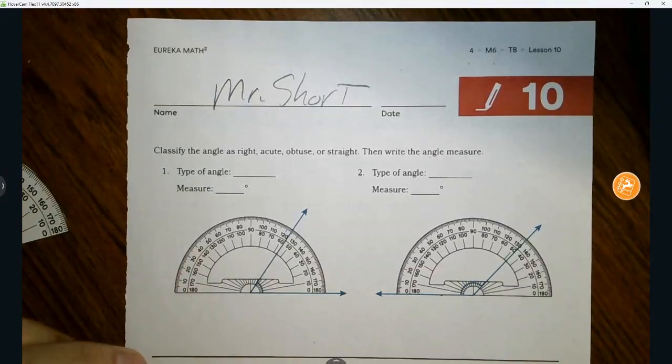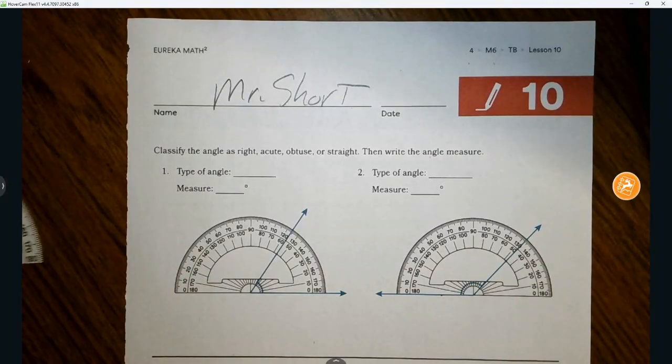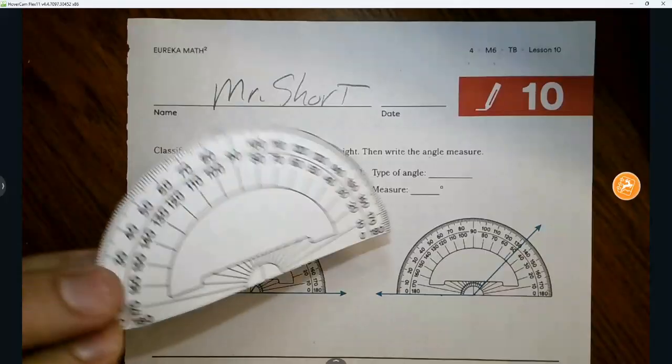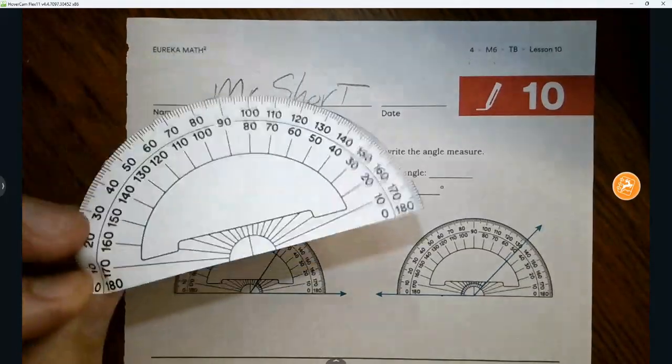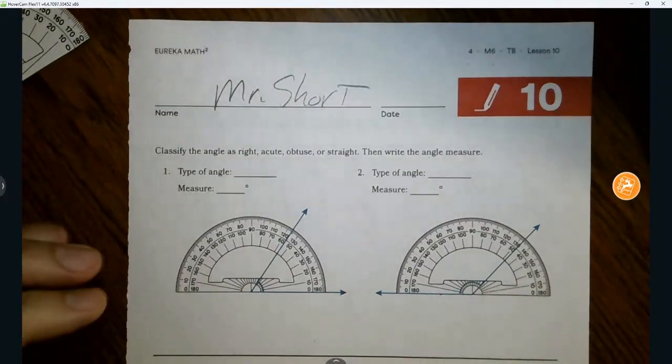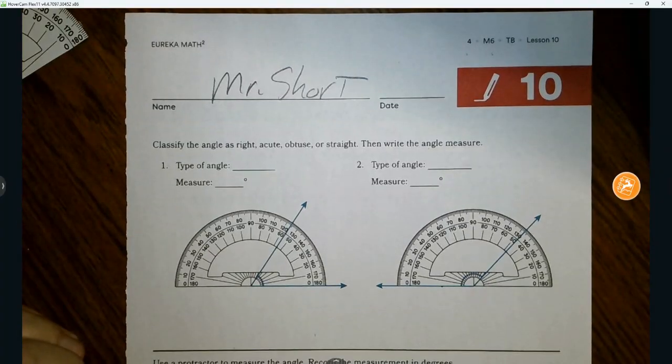All right, so today we start using our protractors. Make sure on page 63 you cut out your paper protractor because you're going to need this. It's on page 63, okay? You're going to need that today. We're going to need it pretty quick here.